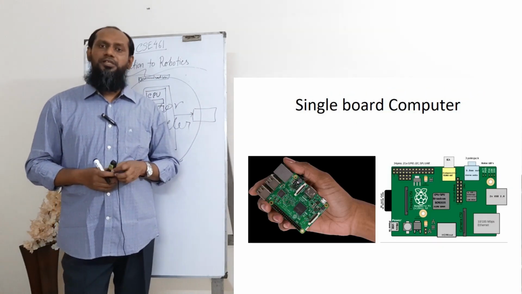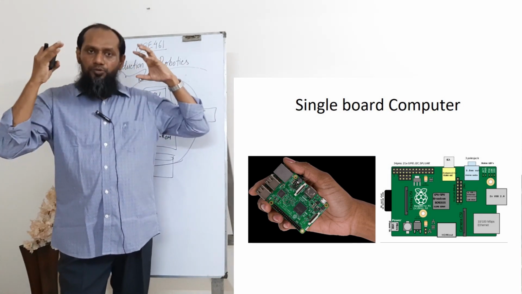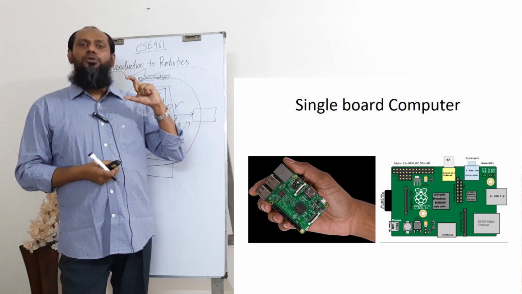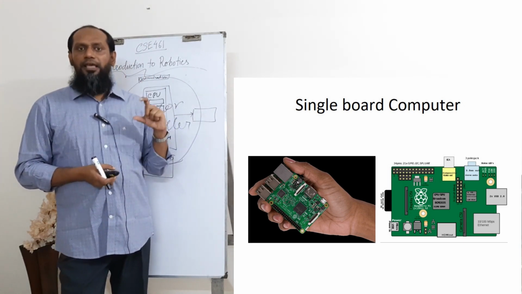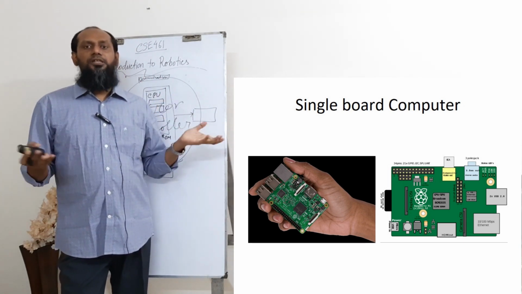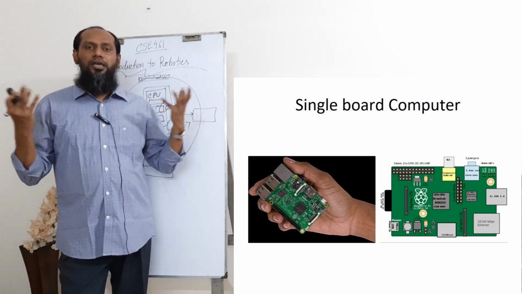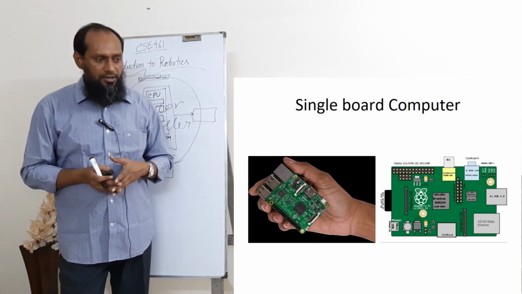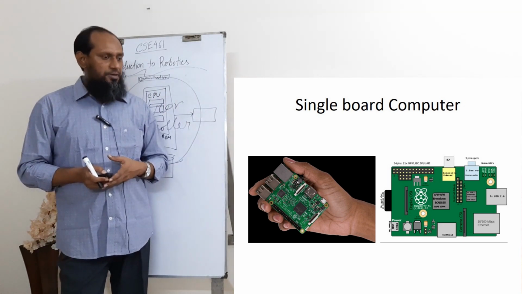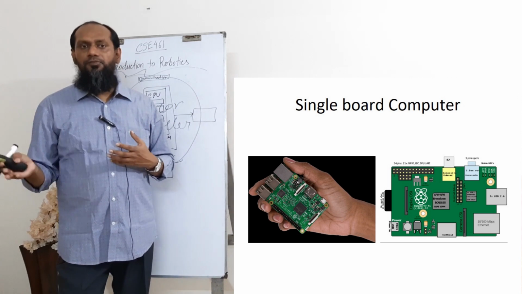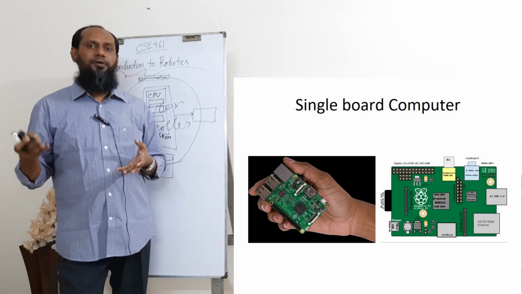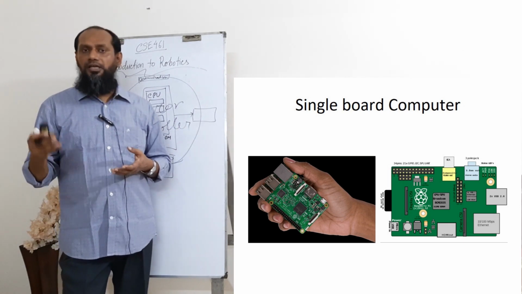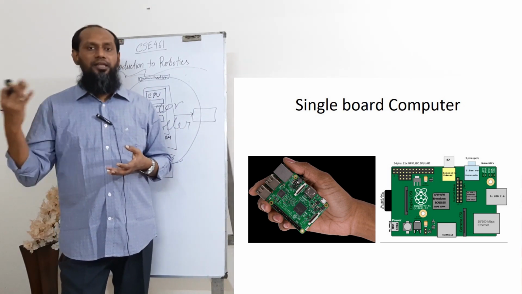Single board computer means it's a complete computer but very small in size. It consumes very low power and we can use it in a number of robots. Okay, so one is Raspberry Pi. There are different versions of Raspberry Pi, like Raspberry Pi Banana, Raspberry Pi 4, different types of Raspberry Pi. And the recent Raspberry Pi can also run AI programs.